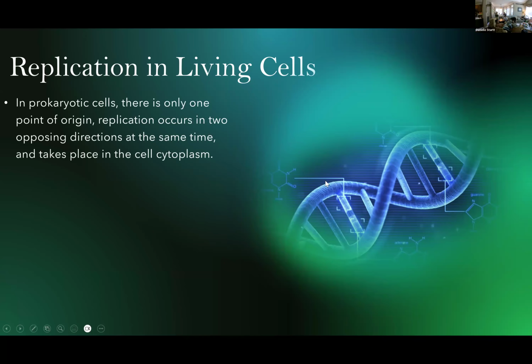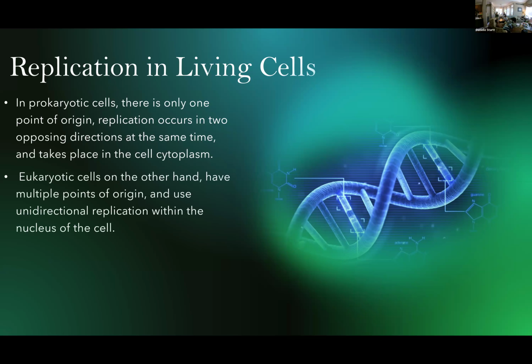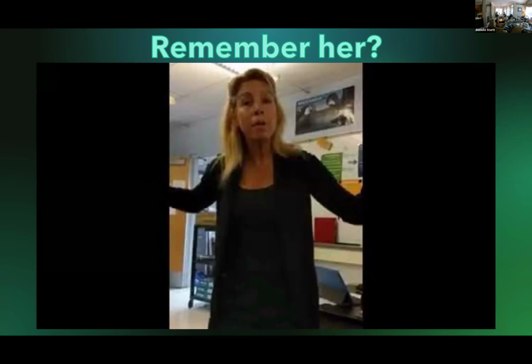In prokaryotic cells, cells without a membrane bound nucleus, right? There's only one point of origin. Replication occurs in 2 opposing directions at the same time, takes place in the cytoplasm. Now, in eukaryotic cells, which is our focus, we have multiple points of origin and use unidirectional replication within the nucleus of the cell.